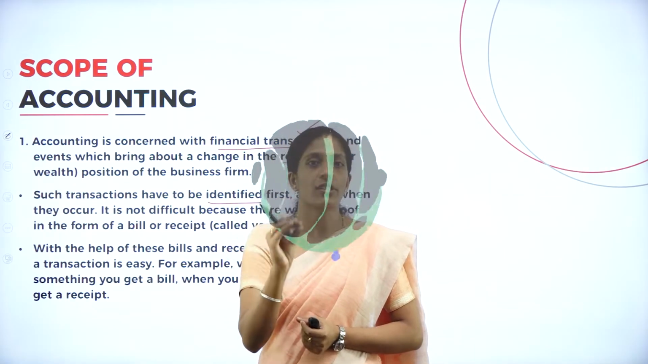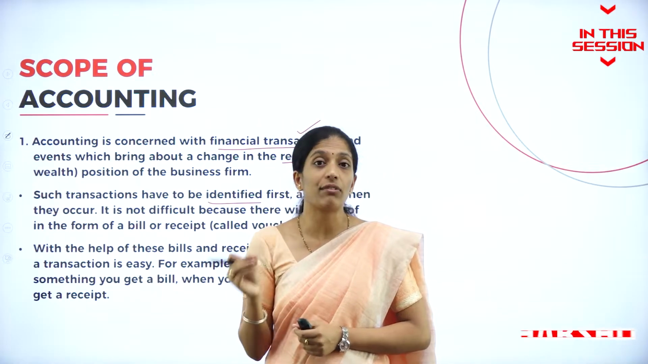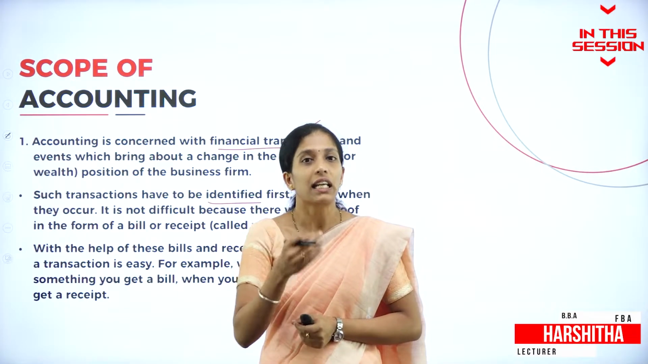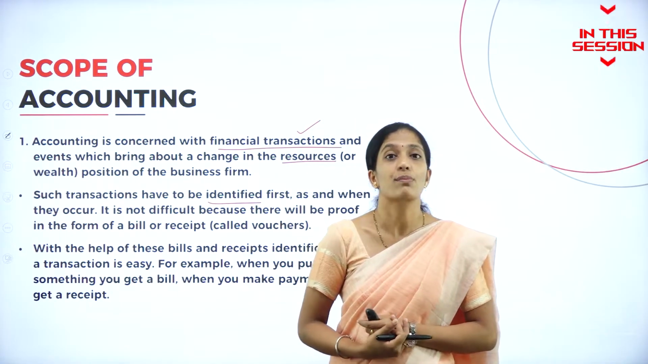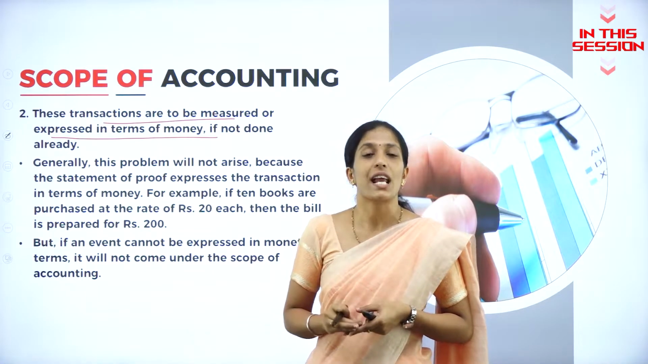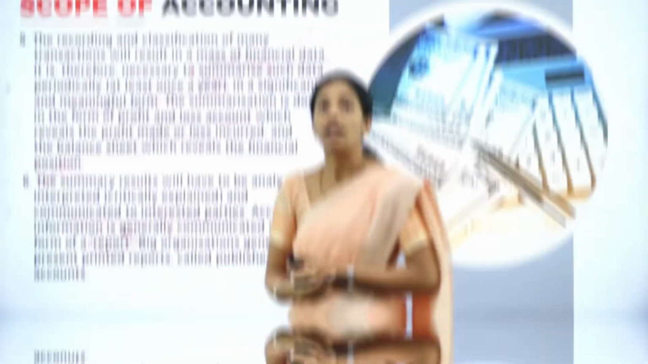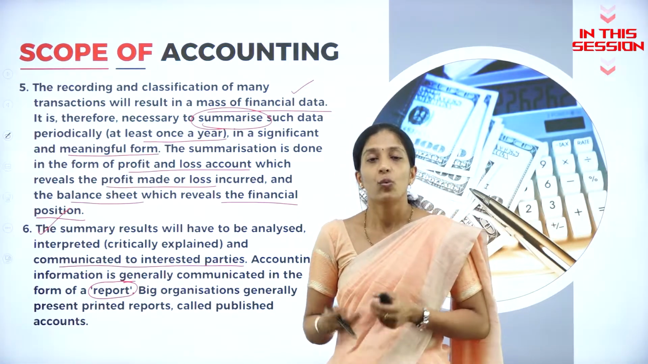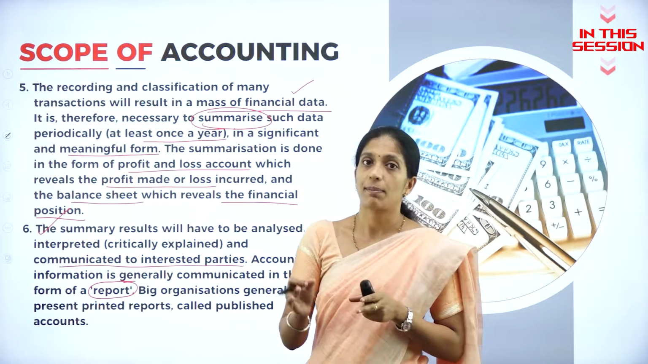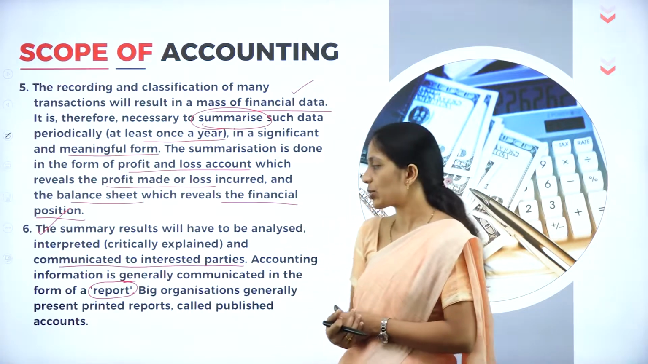Whenever the transactions have taken place, immediately we will record those transactions in a chronological order in journal. That is, we call it as book of original entry. Whatever the transactions we are going to record in the books of account, it should be expressed in terms of money. We are going to prepare a report where it has to be communicated to the respective users. It may be internal users or external users.